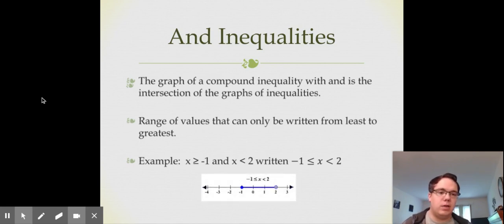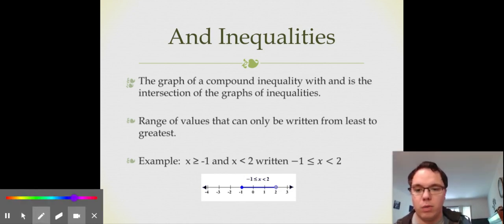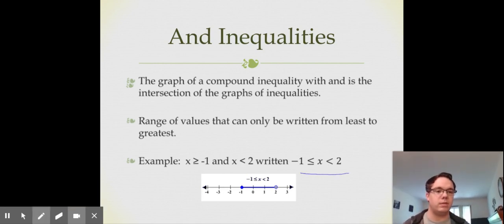So and inequalities, those are compound inequalities. That is the intersection of two graphs. So they're going to come together to make one graph. The range of the values have to be written from least to greatest always. So in our example, x is less than or equal to 1 and x is less than 2. This is the one and only time you'll see it with the word and, because and inequalities are always written from least to greatest as one inequality with two symbols.